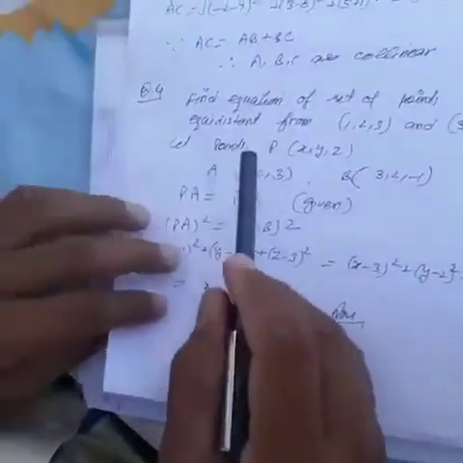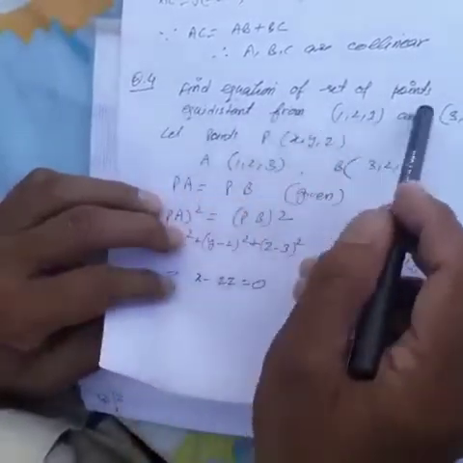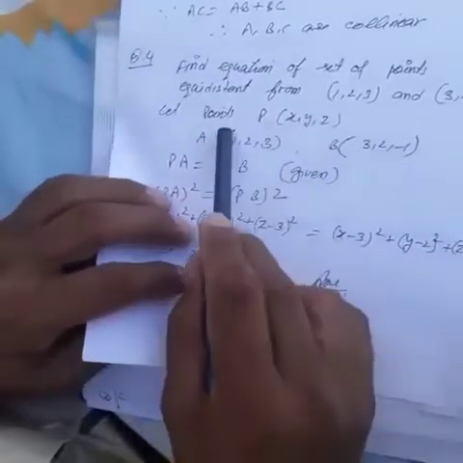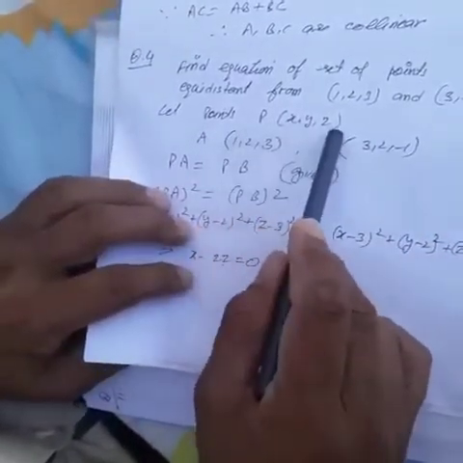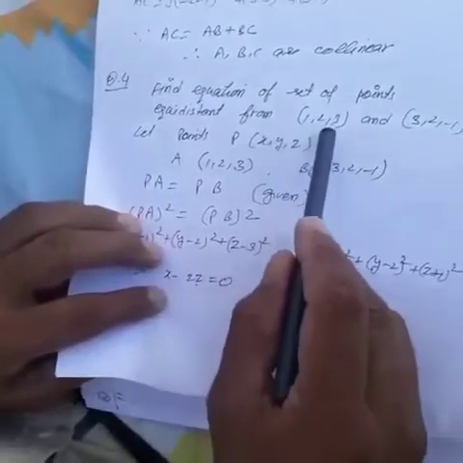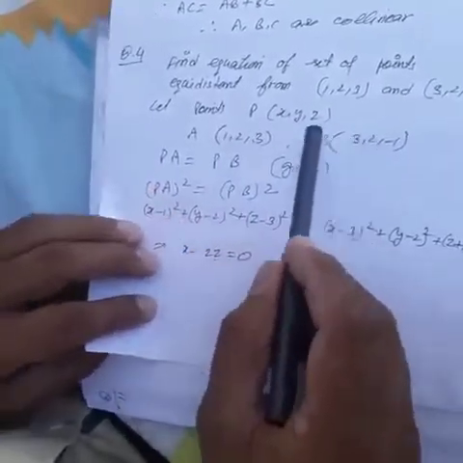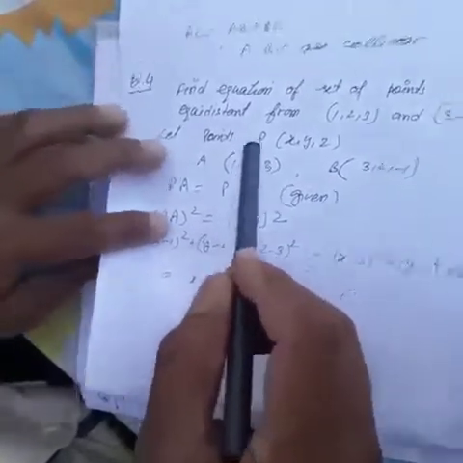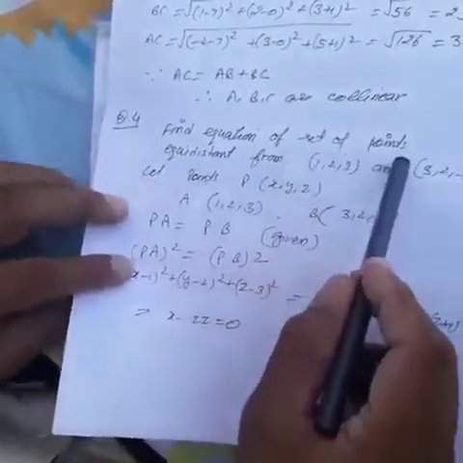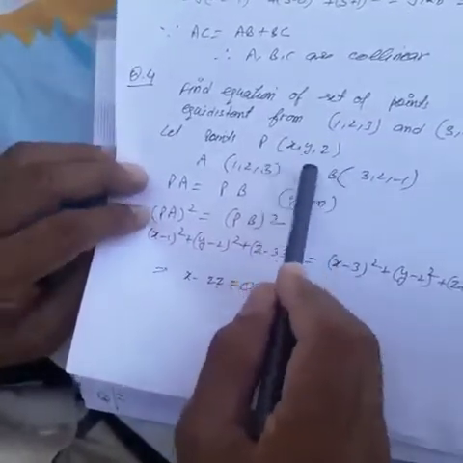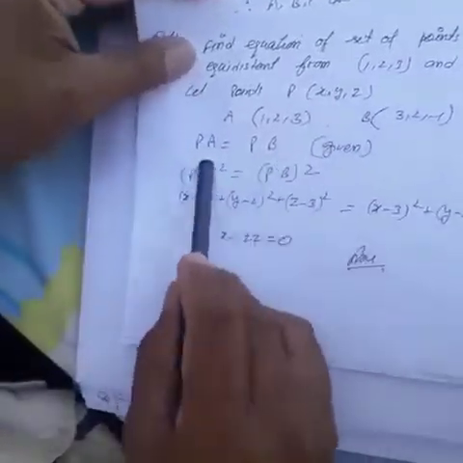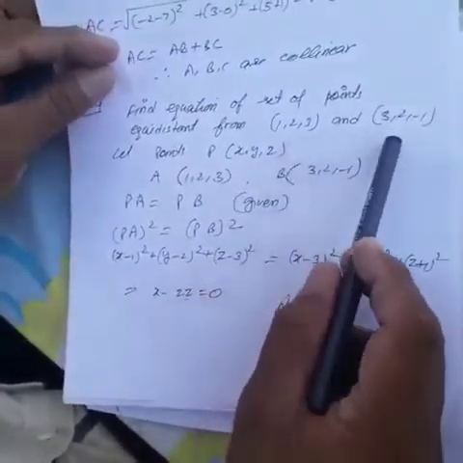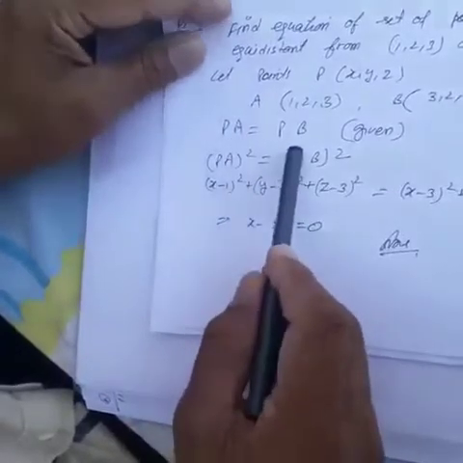It is fourth question now. Find equation of set of points equidistant from these 2 points. So let the set of points be P(x, y, z), and let the given points be A and B. Now we are given condition PA is equal to PB. We have to find equation of set of points, meaning we will find a relation in x, y, z. Using this given condition, the point P should be equidistant from A and B. So it means PA is equal to PB.